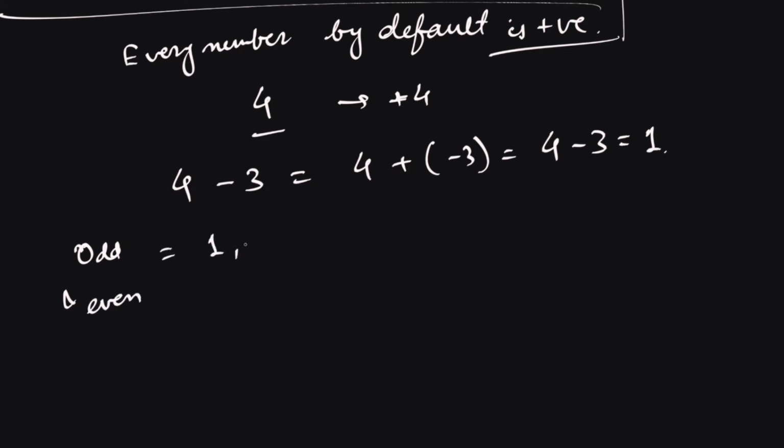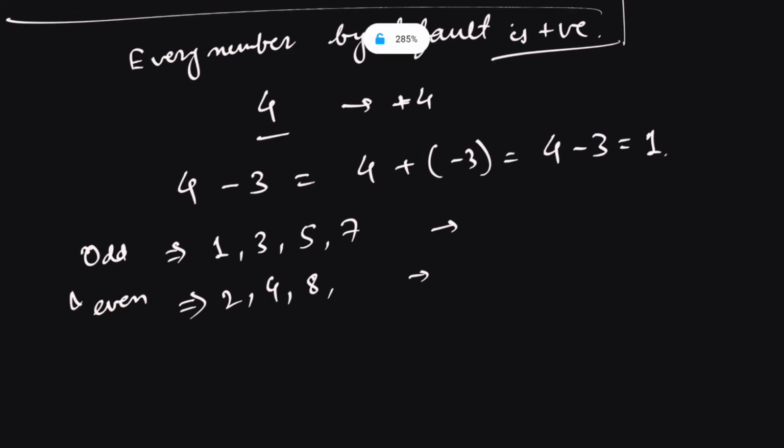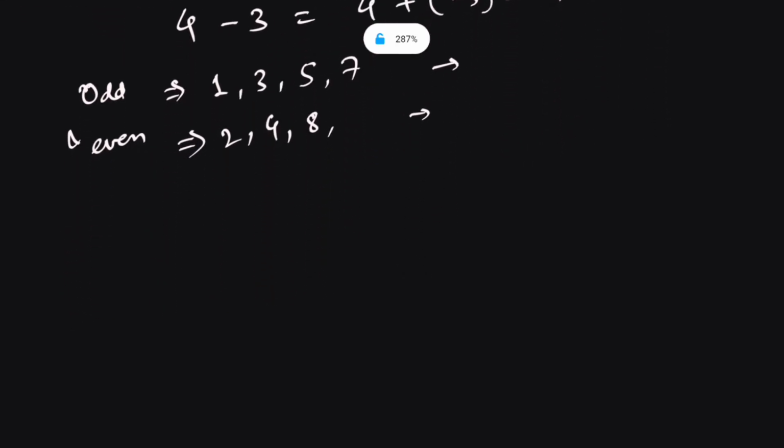Numbers are odd and even as well. So 1, 3, 5, 7, these are odd numbers, and 2, 4, 8, these are even numbers. We can also see that the even numbers are divisible by 2. It's a long topic anyways.